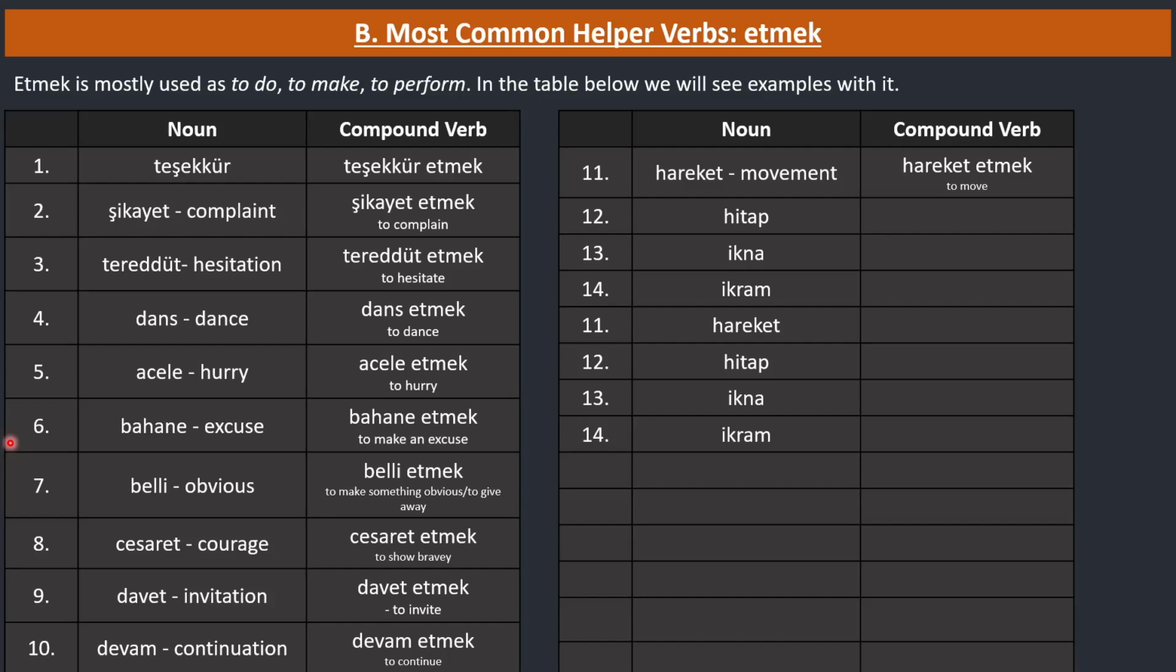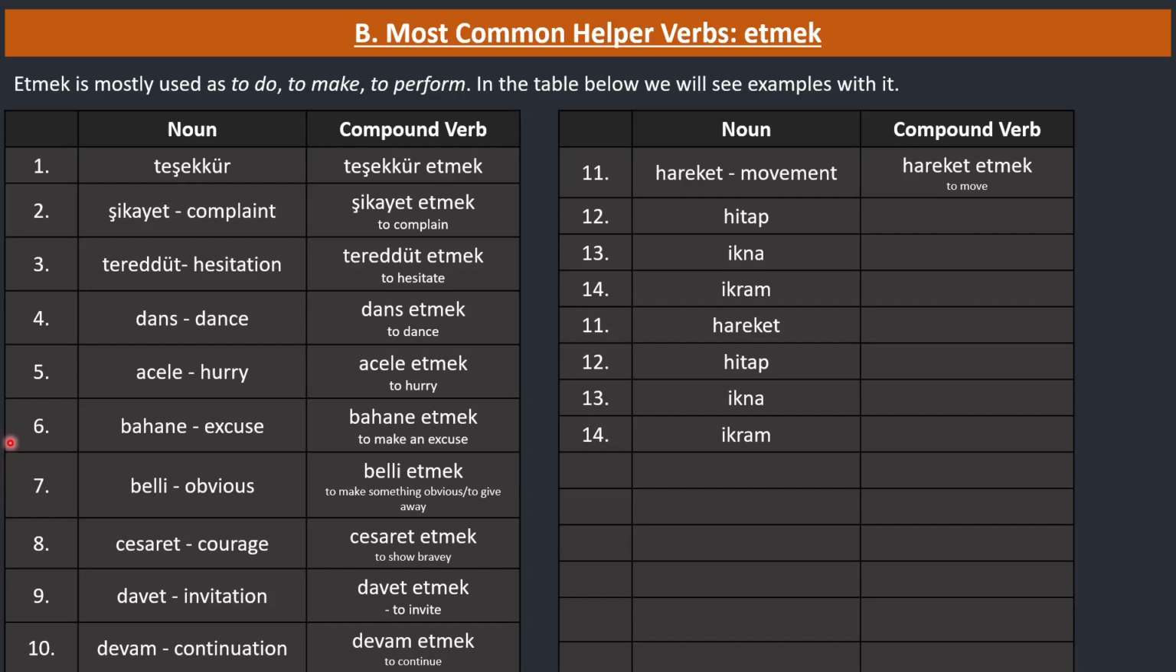Yes, dans ederken hareket ediyorum. Or kilo vermek için hareket ediyorum. In order to lose weight, I'm doing movement. So I keep moving. I keep doing exercises. Hareket ediyorum.